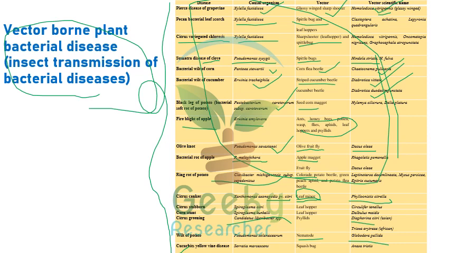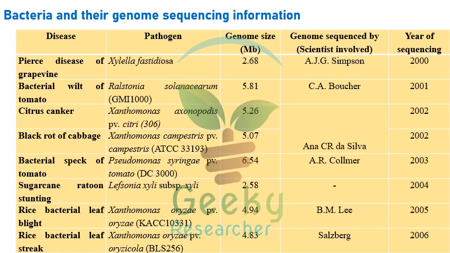So we may expect one or two questions, especially on Pierce's disease of grapevine, and these two are very, very important here. I have seen this in many areas, that is bacterial wilt of corn and bacterial wilt of cucumber. So, genome sequencing and their information.